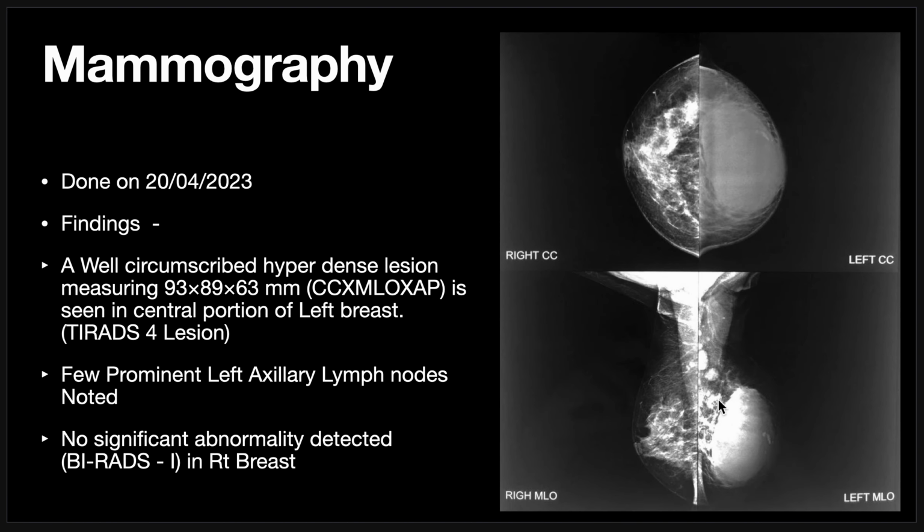And further, if we see on the MLO view, we can find some axillary lymphadenopathy also. So mammography is not very good to see the appearance of the lesion. For that, ultrasound is preferred. But mammography can find even very small lesions which we might miss on ultrasound. So mammography is the initial screening modality for breast lumps, and further ultrasound is used to characterize those lesions.